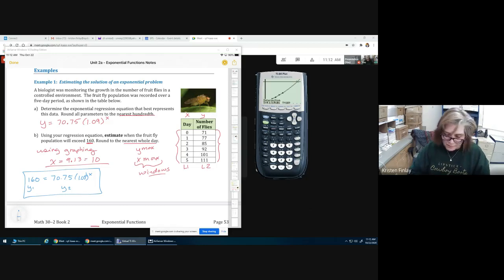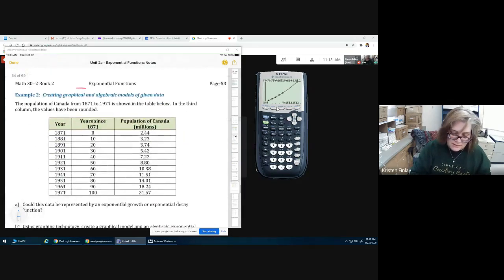Now, the reason why we round up is because we want it to exceed 160. At day 9, if we put in a value of 9 for x, we only get 158 fruit flies. So if x equals 9, y equals 158, which does not exceed. So you have to really think about this, and this would be a case where you don't round down. Okay, but as you can see, the exponential regression is very similar to the regressions that we've done before.